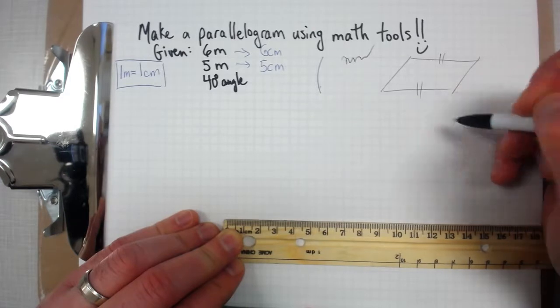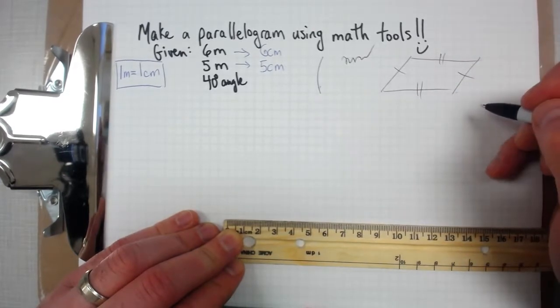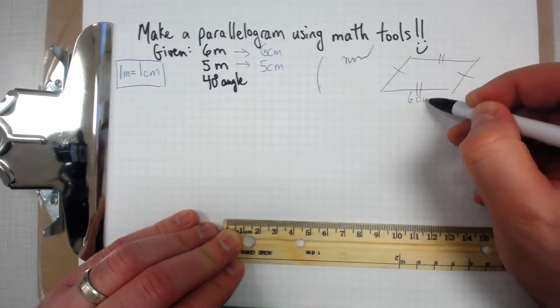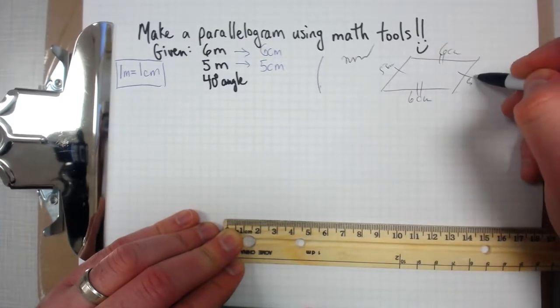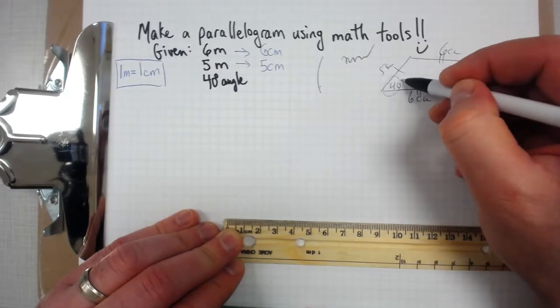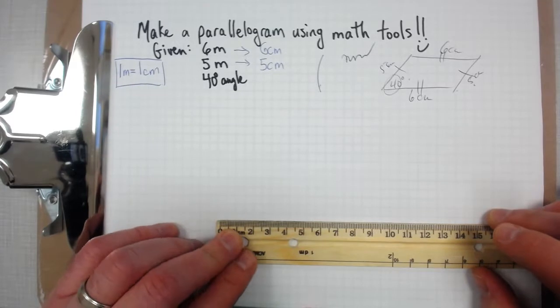This side matches this side as far as length is concerned. This side matches this side as far as length is concerned. And in my diagram, the longer side length appears to be the 6 centimeter side on the bottom. And this was my 5 centimeter side on the sides. So far so good. I'm hoping this will be a 40-degree angle in my plan, and I'm going to start to create that right now.